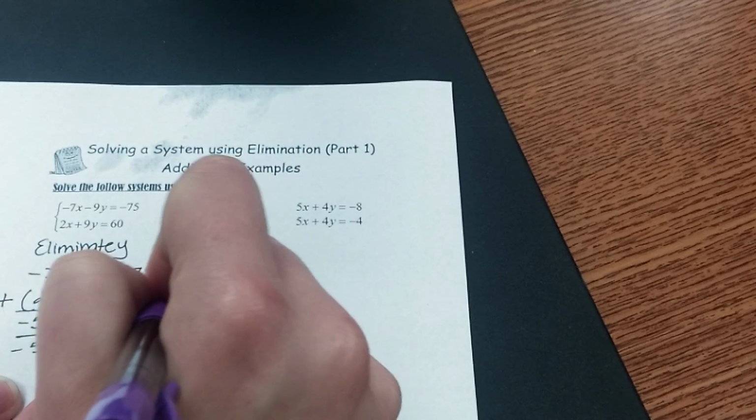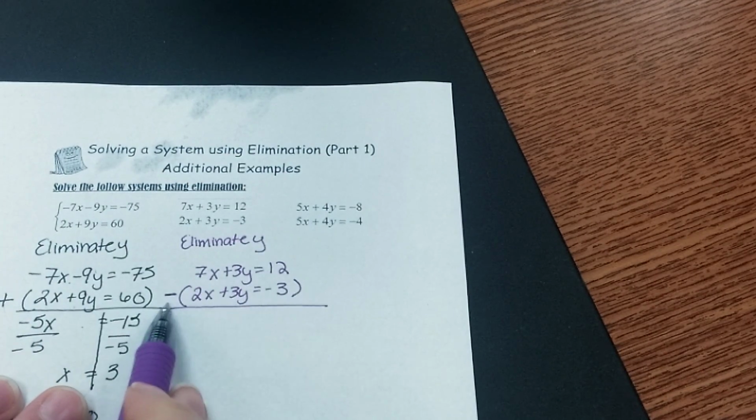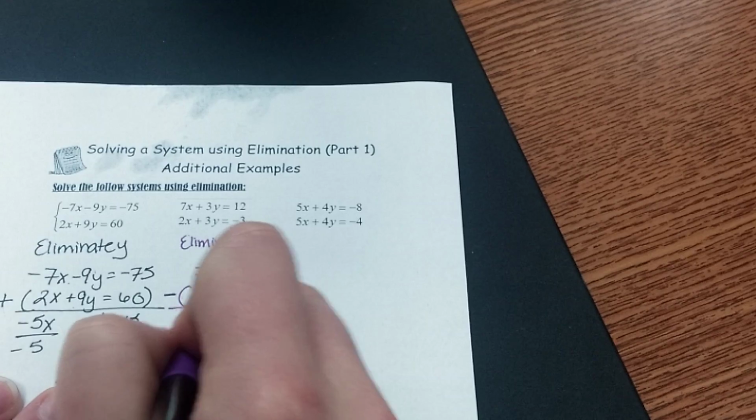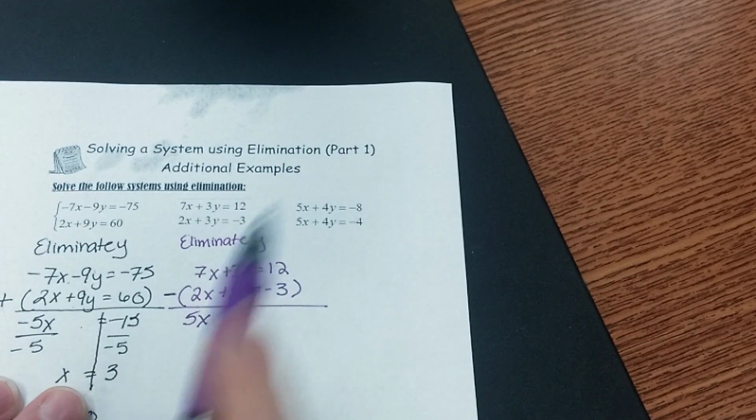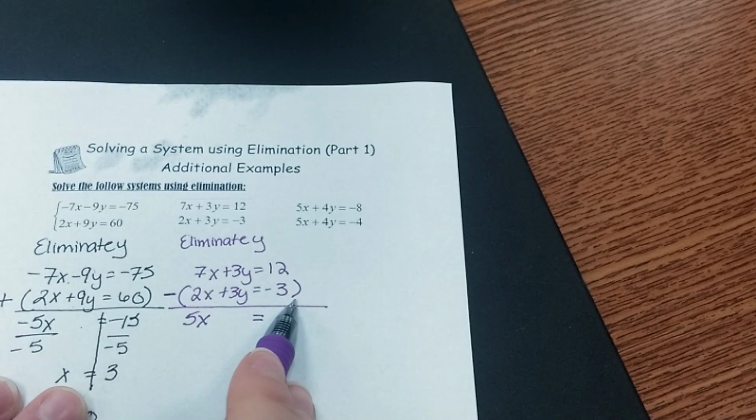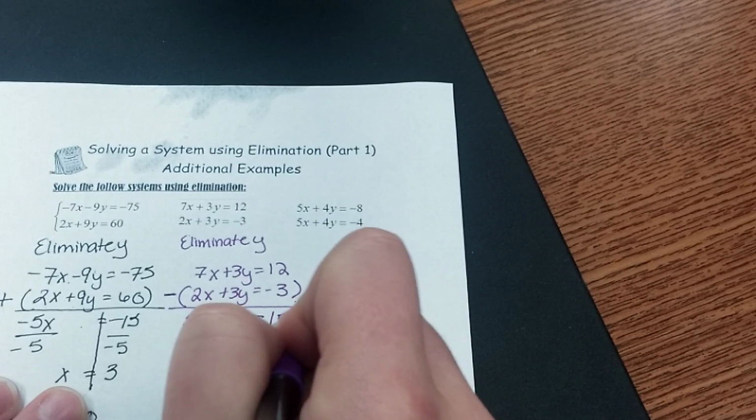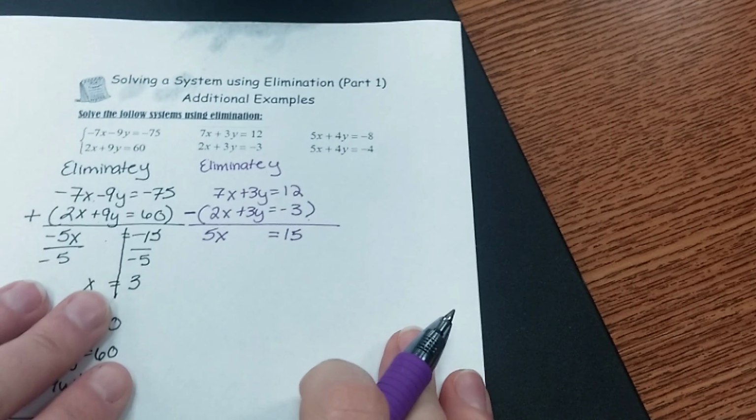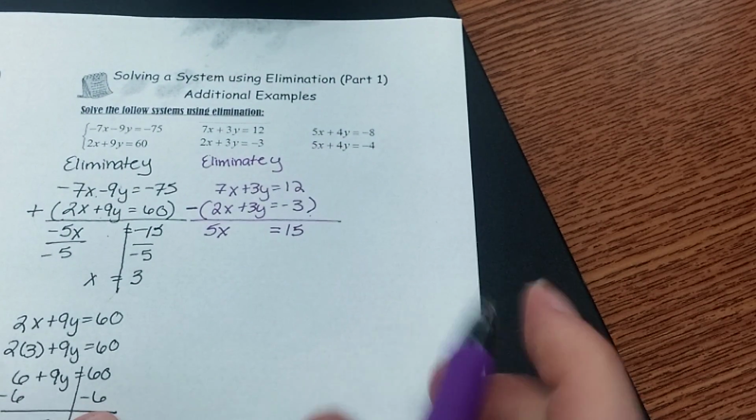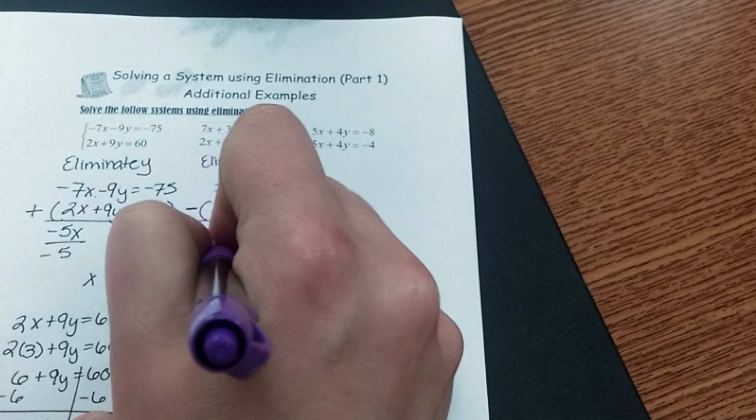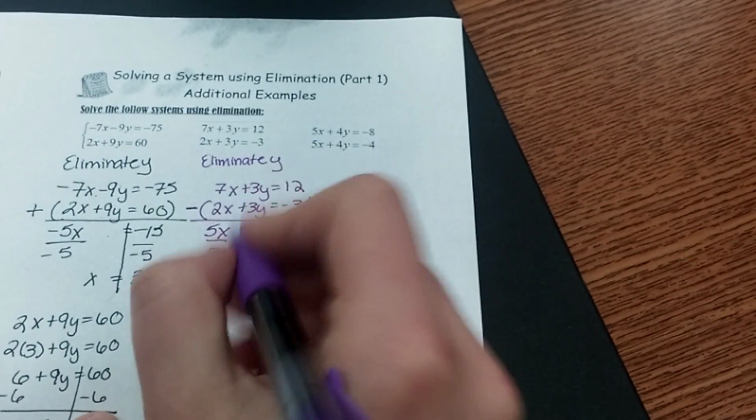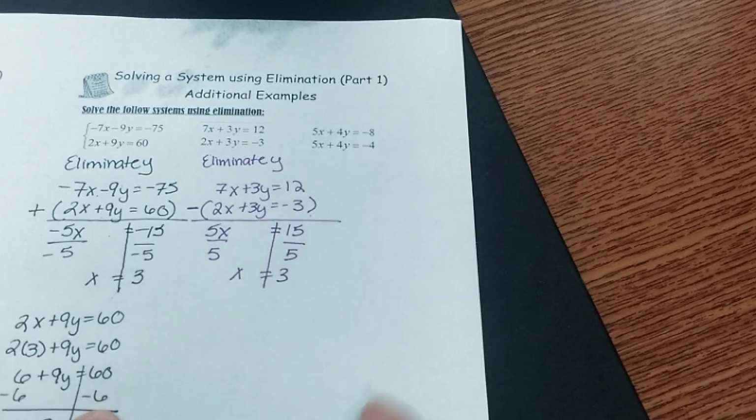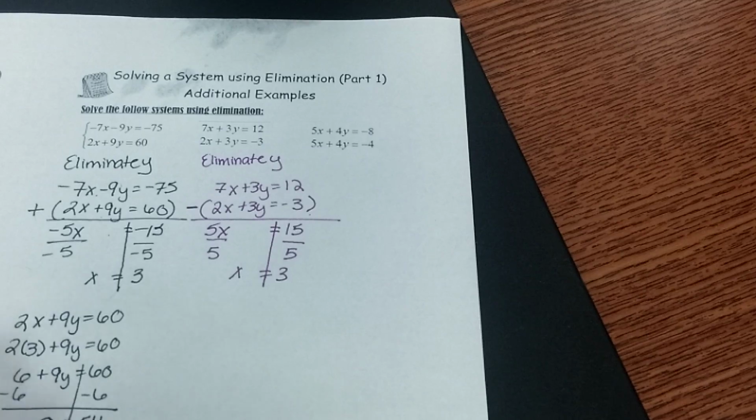So notice these two have the same coefficient, they're not opposites, so I'm going to have to use subtraction. So 7x minus 2x is going to give me 5x. 3y minus 3y is 0y. And 12 minus negative 3 is the same as 12 plus 3, so it's going to give me 15. So I've now successfully eliminated y. Divide both sides by 5. And again, in this example, x is equal to 3.